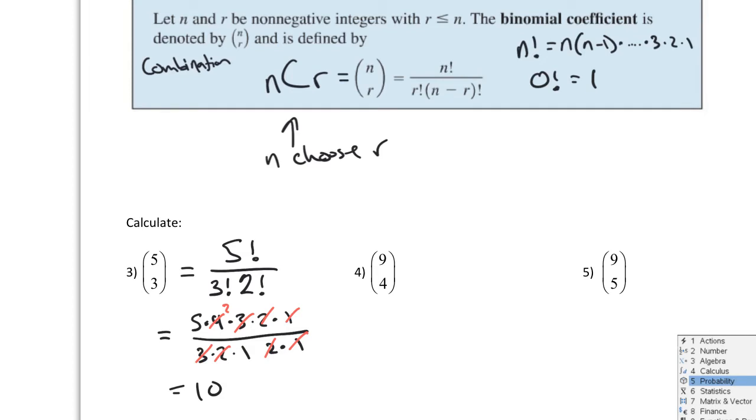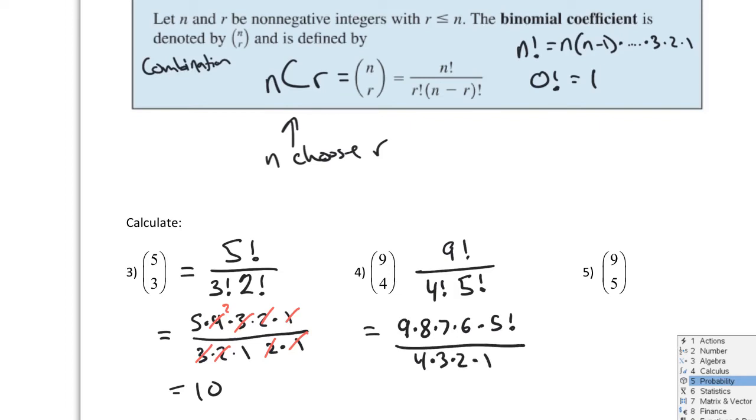Let's try number 4. In number 4, we'd have the top number factorial over the bottom number factorial times the difference factorial. Now, it can get a little annoying to write out all of this. So something to notice here is if I'm writing out 9 factorial, it's 9 times 8 times 7 times 6 times 5 times 4 times 3 times 2 times 1, which is 5 factorial over 4 times 3 times 2 times 1 times 5 factorial.